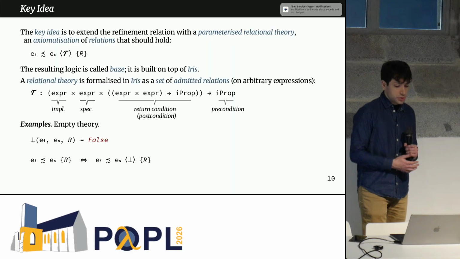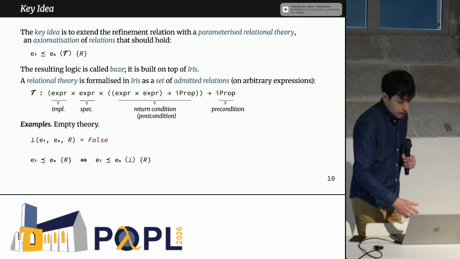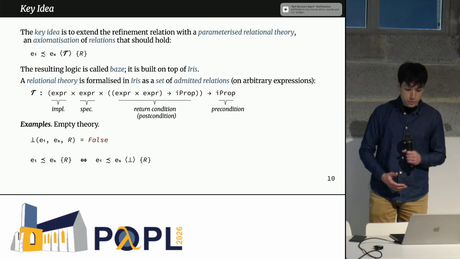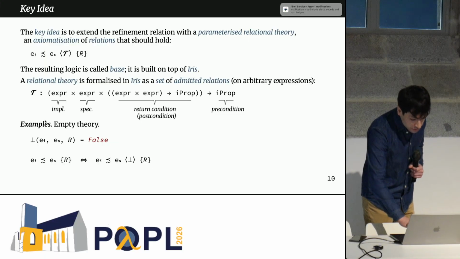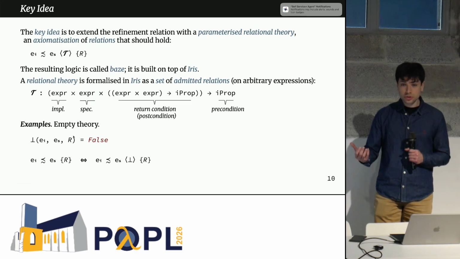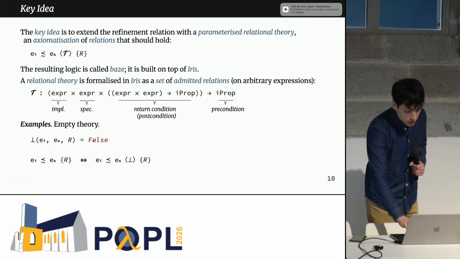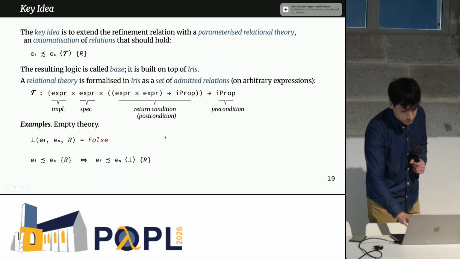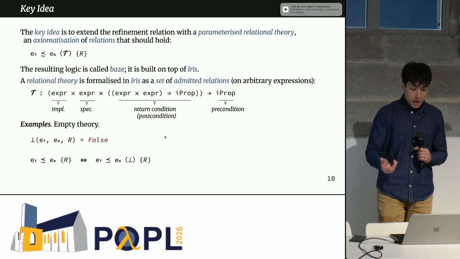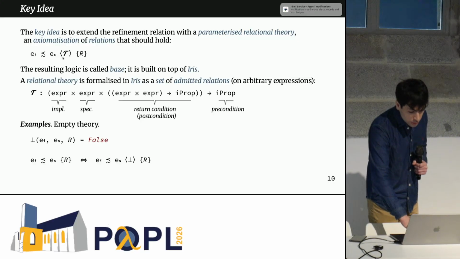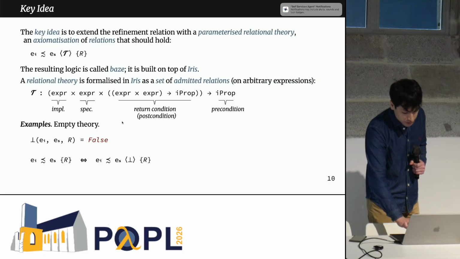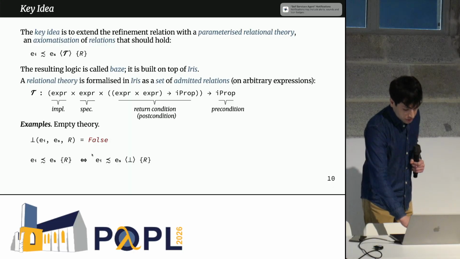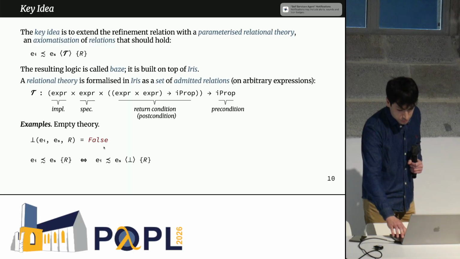To give some examples, to make this more concrete, the simplest example of a theory would be the empty theory, where the condition for a refinement to hold is simply false, meaning that there are no possible admitted refinement by this theory. If we instantiate the empty theory with our parameterized refinement relation, we recover the usual refinement relation in relational separation logic.